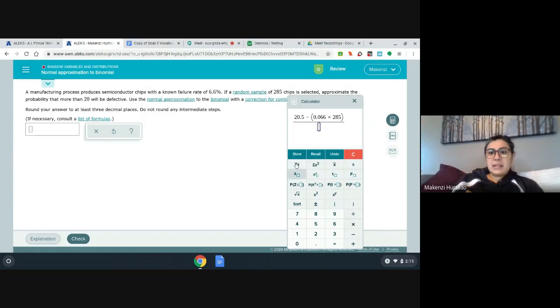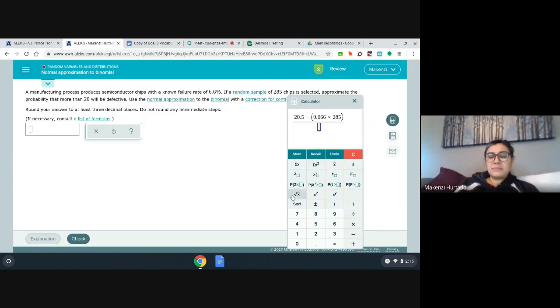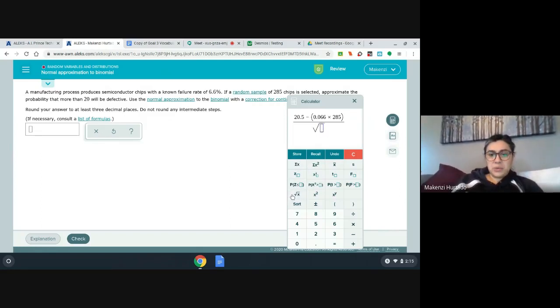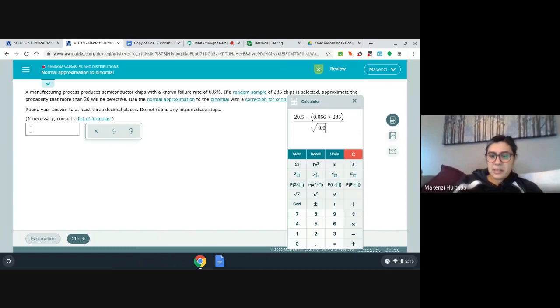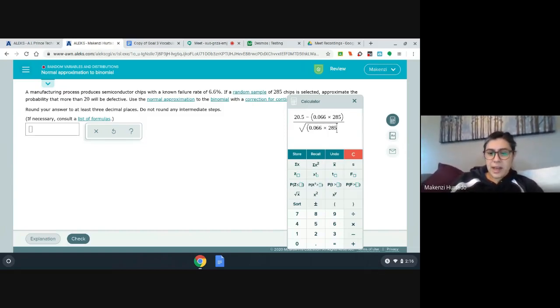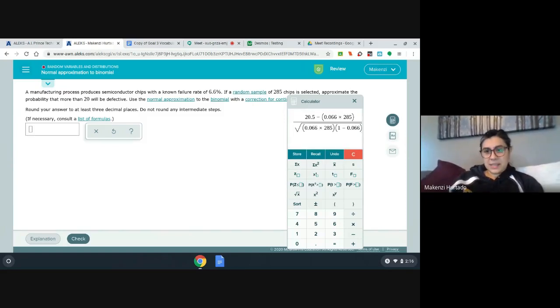And then our standard deviation is the square root. Oop, I hit a button. Apologies. 0.066, I'm going to put that in parentheses just like it was on the top, times 285, and then parenthesis 1 minus 0.066. This is going to give us our z.